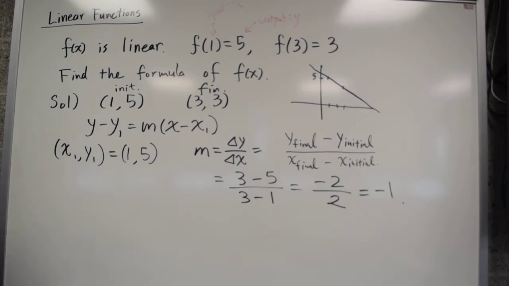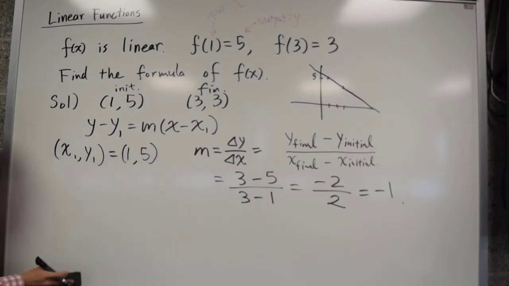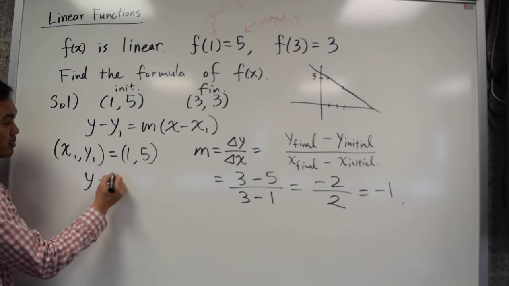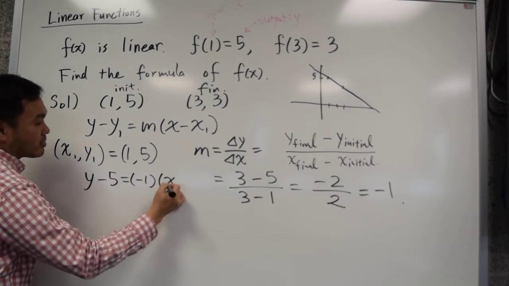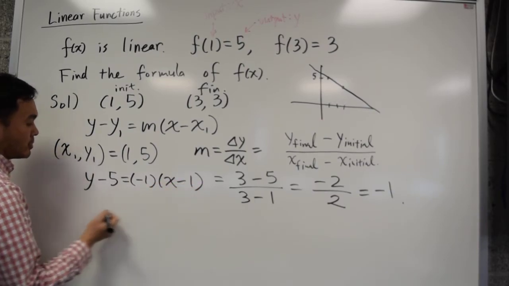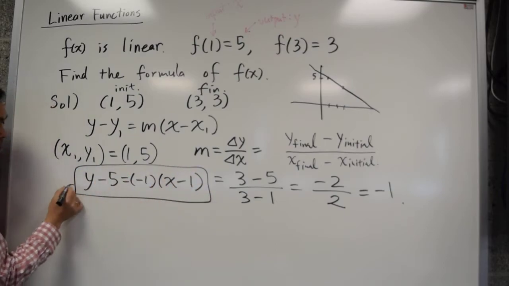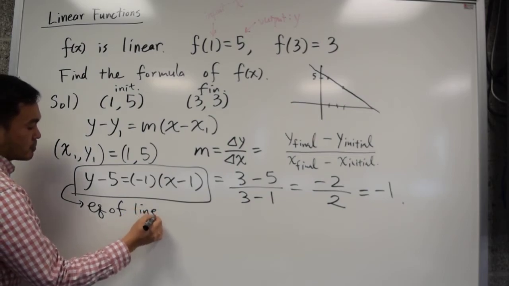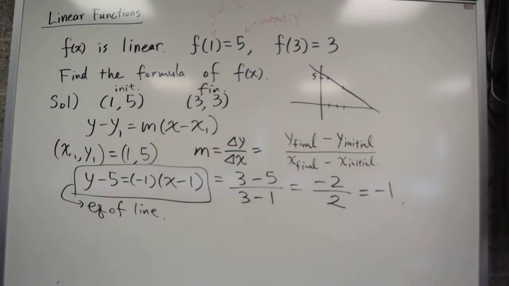All right. So now we got the slope. We got the x1, y1. All we have to do now is y minus 5 equals negative 1 times x minus 1. Okay. So that's the equation for the line. Do you have any questions so far?